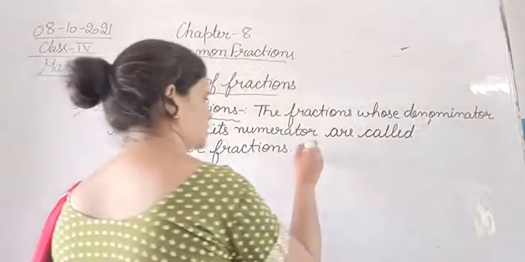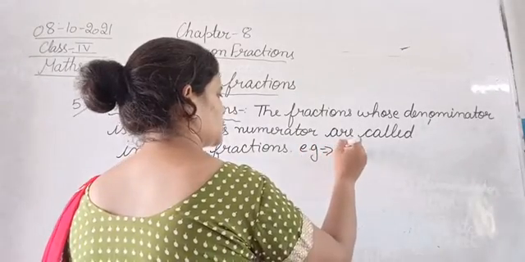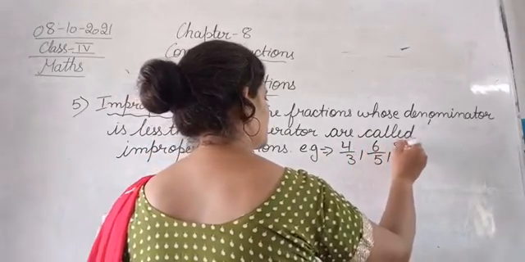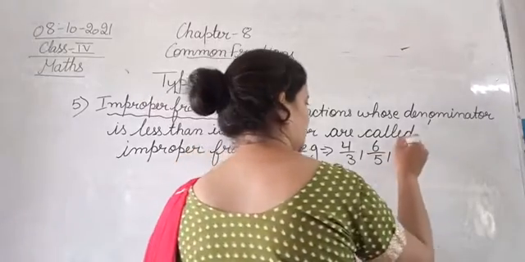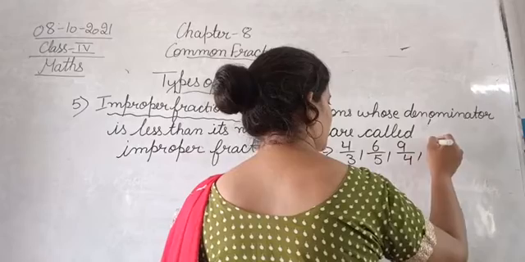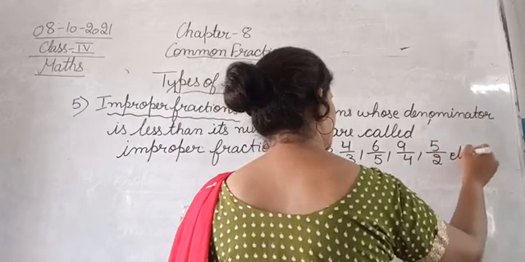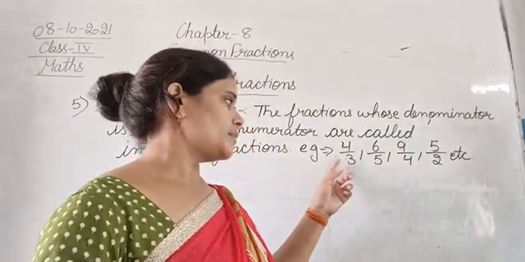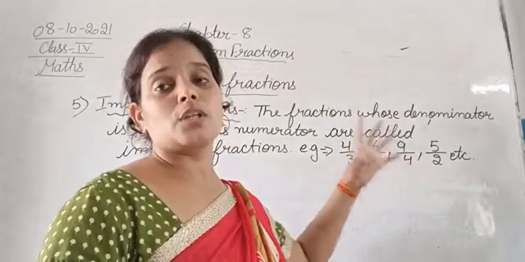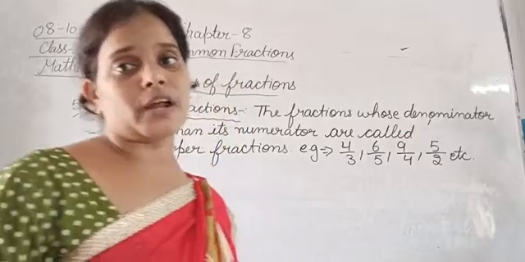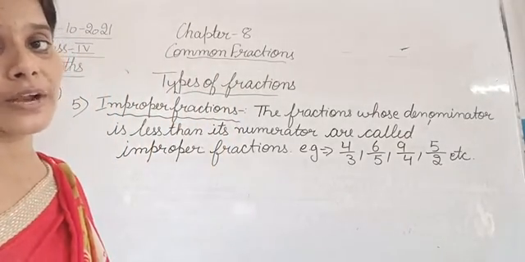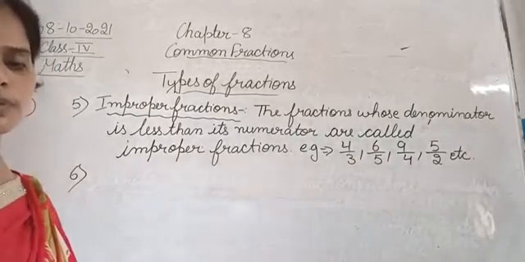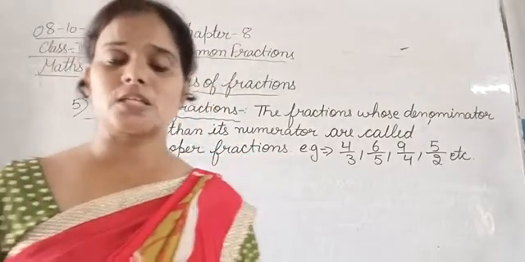So the examples are 4/3, 6/5, 9/4, 5/2, etc. So as you can see, all the denominators in these given examples are less than their numerators. So they all are examples of improper fractions. Clear? Check. Moving next to the sixth one, the last type of fraction, that is mixed fractions.